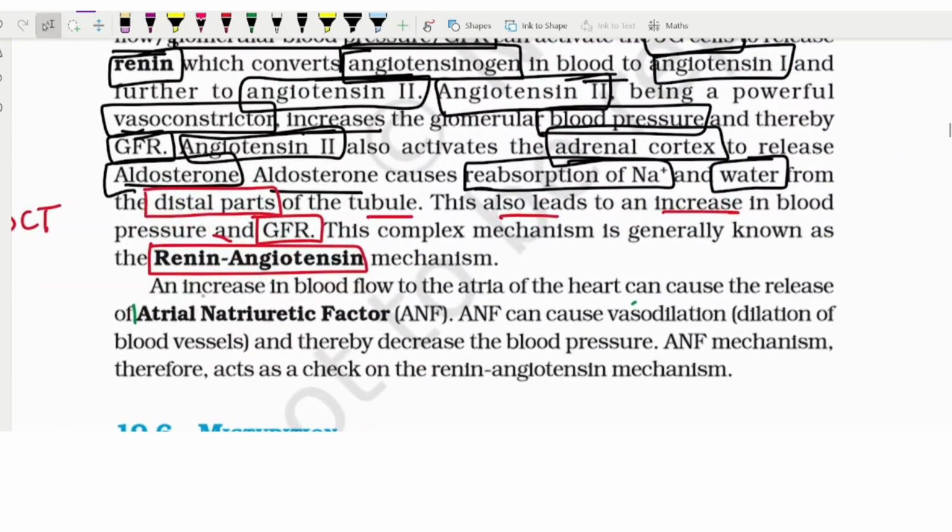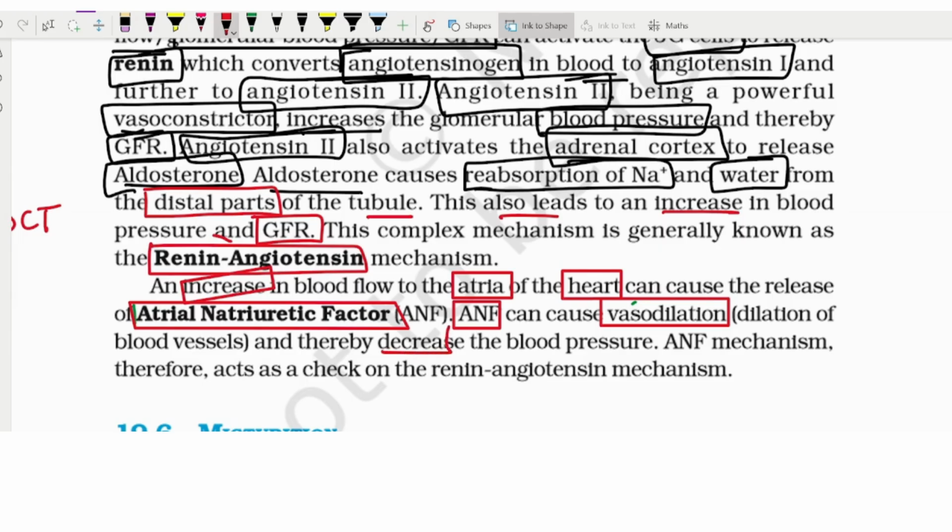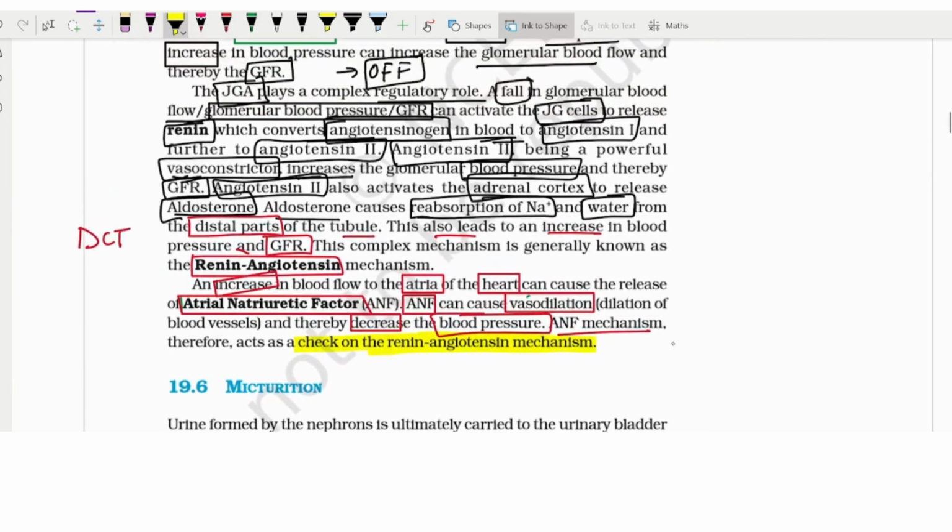And the heart itself, with the increase in the blood flow, okay, so as the blood pressure is increased, in that case the heart, from the atrial chamber of it, will release the atrial natriuretic factor, ANF, and this ANF can cause the vasodilation. Because of this, there is a decrease in the blood pressure, low blood pressure, and thereby the ANF mechanism is known as the check on the renin angiotensin mechanism. It is the check on the RAS mechanism. Okay, so this is about the two terms.